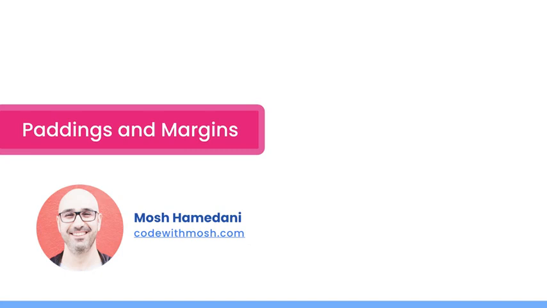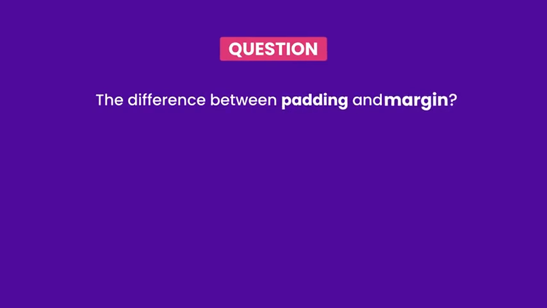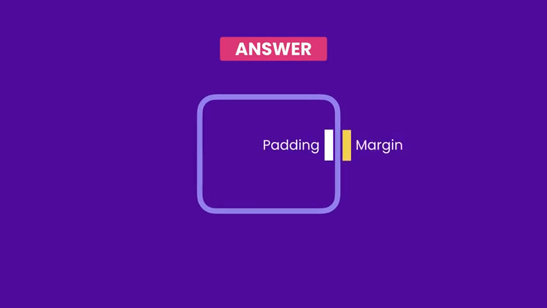So, paddings and margins. But first, I got a question for you. What is the difference between paddings and margins? Well, at this level, if you're taking a React Native course, you have to know the difference. If not, you have to go back and strengthen the fundamentals. So padding is the space inside a component, whereas margin is the space around it.